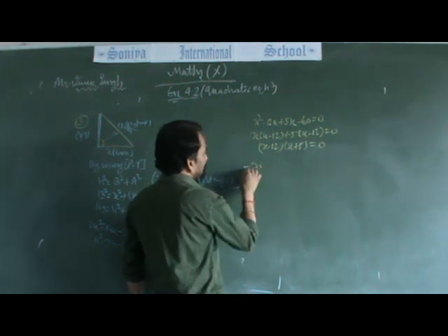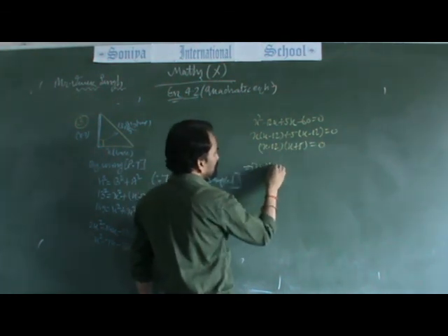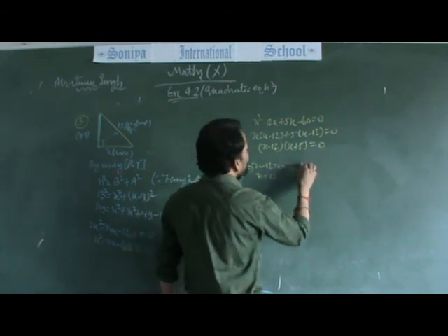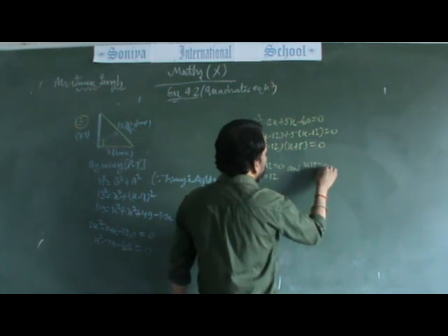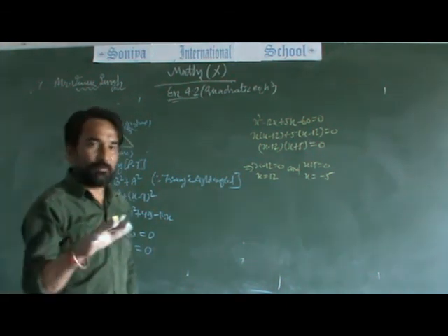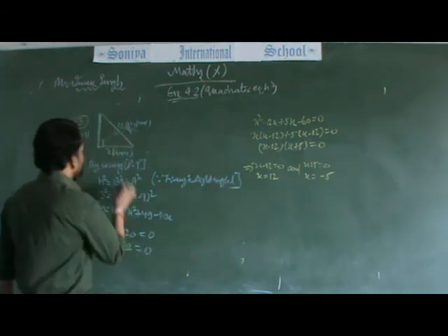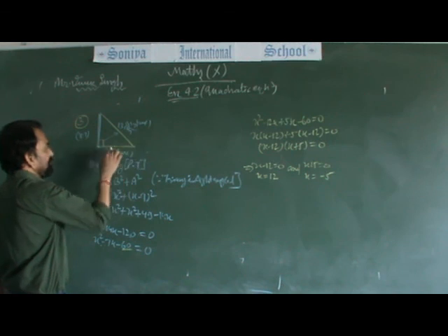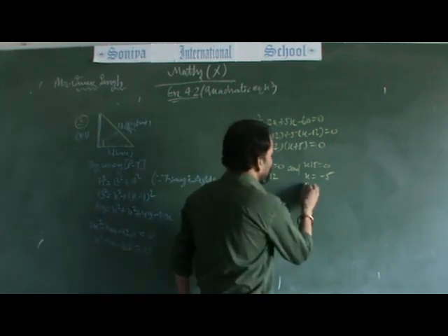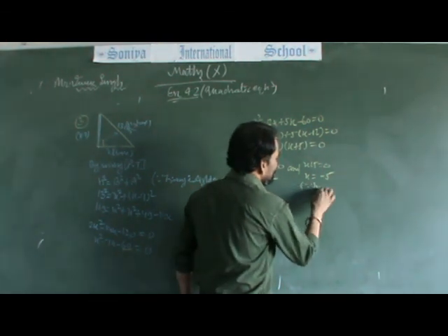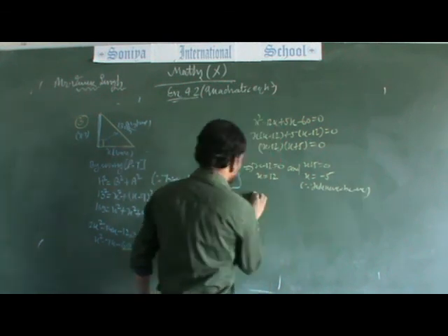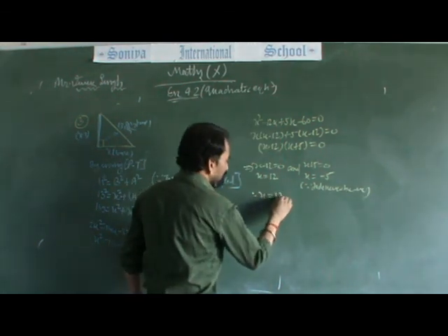Then this implies that when x minus 12 equals 0, we have x equals 12, and when x plus 5 equals 0, x equals minus 5. Again, go back to the question. What is x? X is the length of a side, and a side can never be negative. Here you write, since side can never be negative, therefore x equals 12.